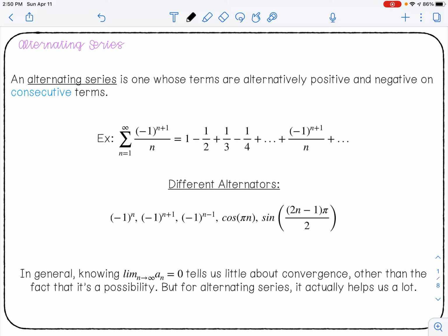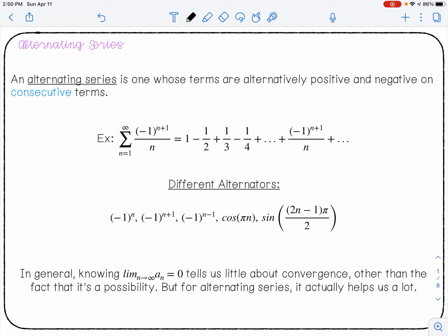Some of the sneakier alternators that you might see use trig functions, like cosine of n pi, or pi n, however you want to say it. Because if I have 1 pi, cosine of pi is negative 1, and then cosine of 2 pi is positive 1, 3 pi is back to negative 1. So it's going negative 1, positive 1, negative 1, positive 1. Or this one, which you'll see less frequently. The cosine one pops up a lot more, but this one will pop up sometimes.